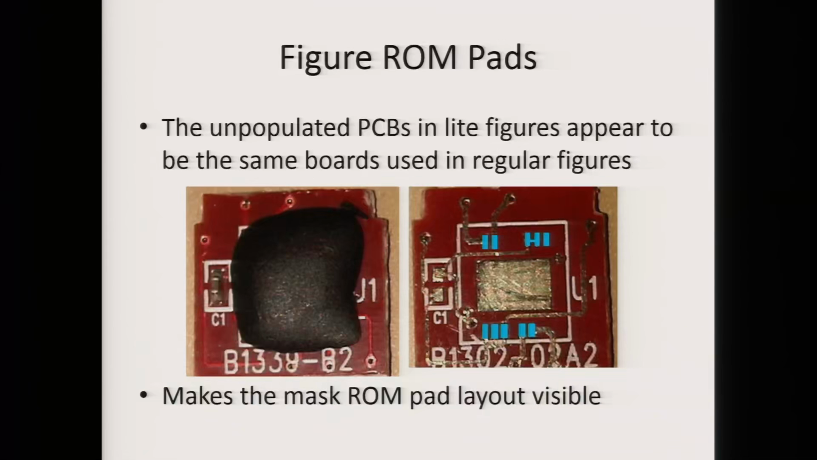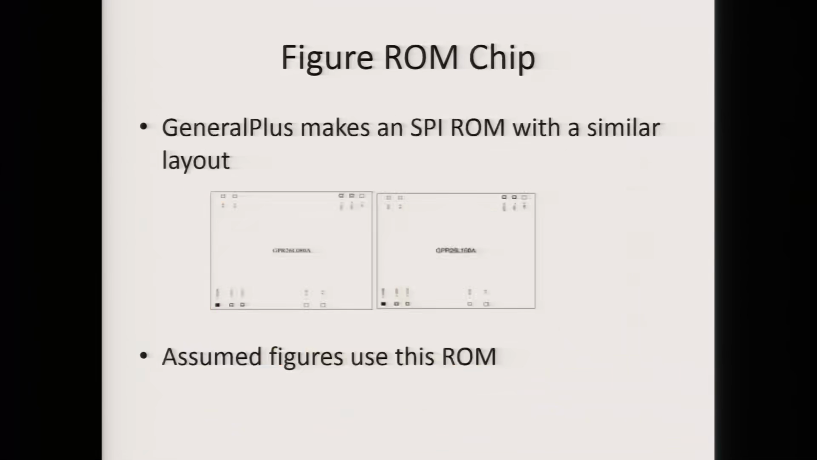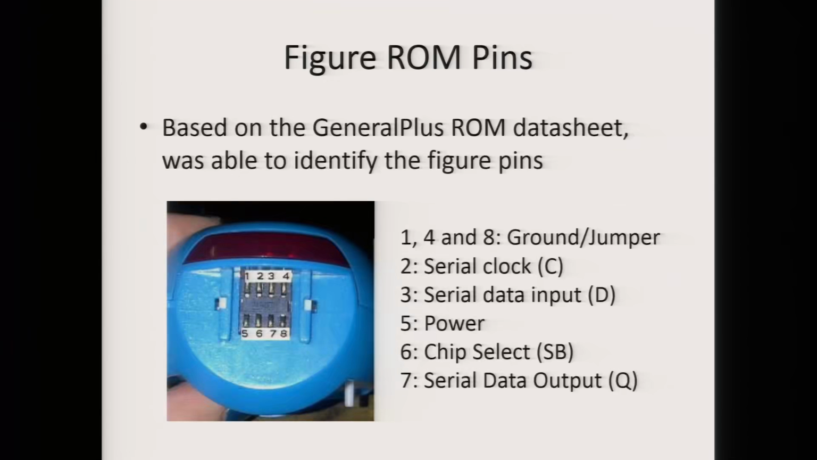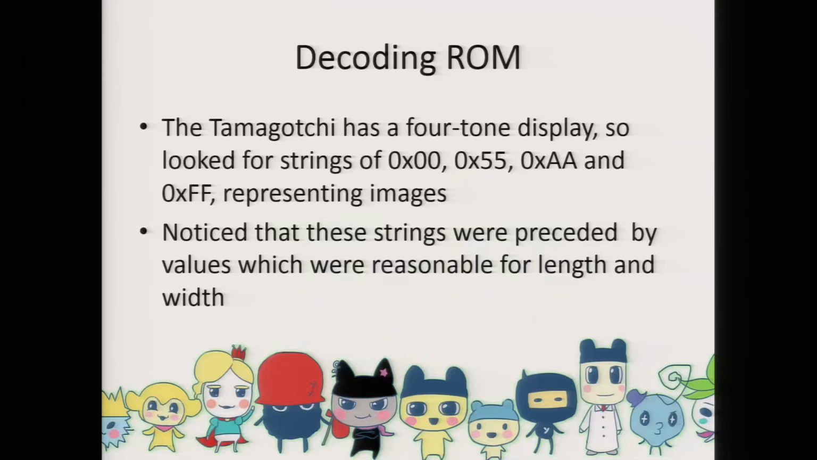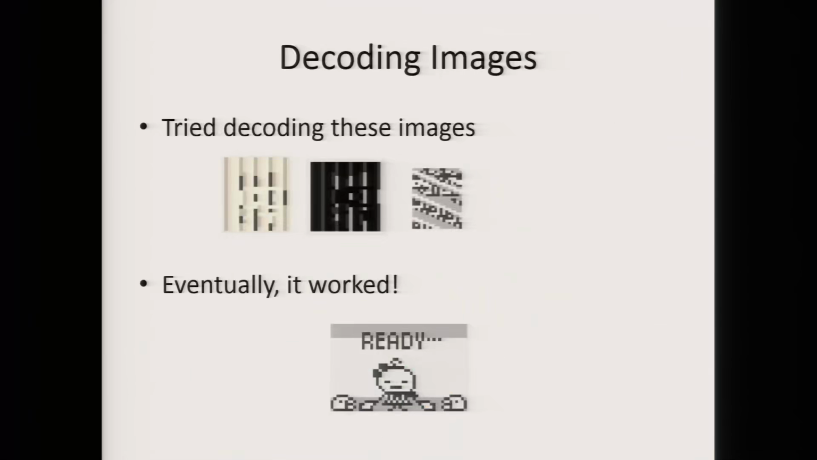So to figure out what was inside a figure, I scraped off the solder mask of the unpopulated PCB, and I compared it to a bunch of pad layouts, and it turned out that it was an SPI ROM by the same company that made the microcontroller, General Plus. This allowed me to figure out the pinouts on the figure interface, which in turn allowed me to dump a figure. Then I was able to look at the format of the dump, and eventually I figured out how to decode images, and there's a picture of it there.